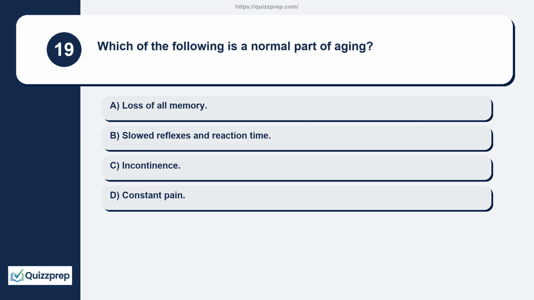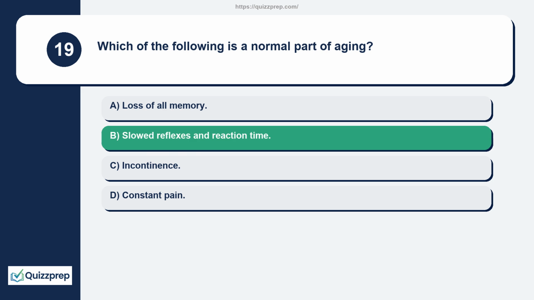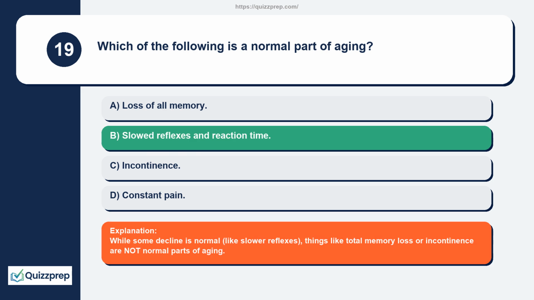Question 19. Which of the following is a normal part of aging? Loss of all memory, slowed reflexes and reaction time, incontinence, constant pain. While some decline is normal, like slower reflexes, things like total memory loss or incontinence are not normal parts of aging.